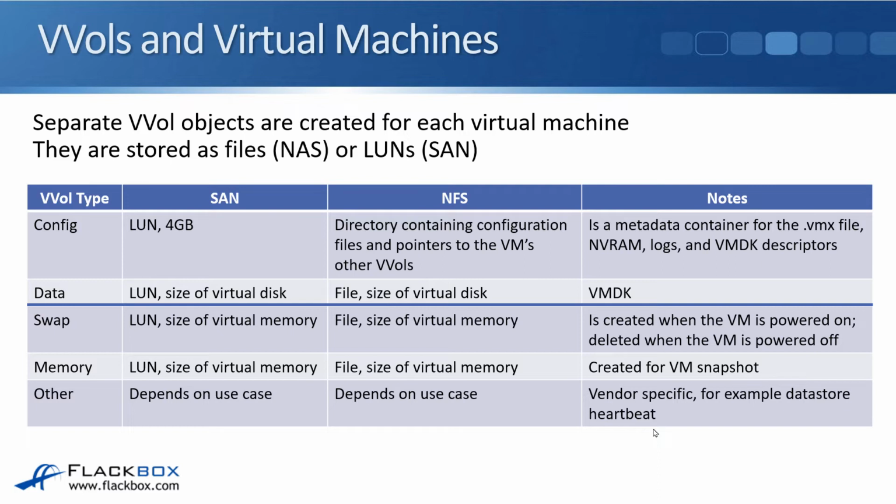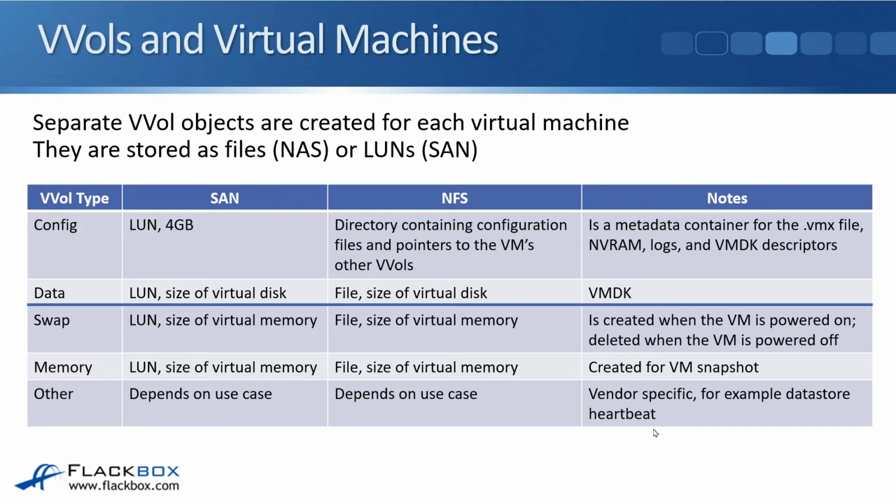Next type of VVol object is the data VVol, and that is the virtual machine's virtual disk, the VMDK file. If you're using SAN, it will be a separate LUN, so a different LUN to the config VVol, and it's going to be the size of the virtual disk. If you're using NFS, then it will be a file, which is the size of the virtual disk. And if you have, say, 3 VMDK files making up a particular virtual machine, then that is going to be 3 separate data VVols. So if, for example, it was a Windows virtual machine and you've got a C, a D, and an E drive, those are going to be 3 separate VMDK files, which are going to have 3 separate VVol objects.